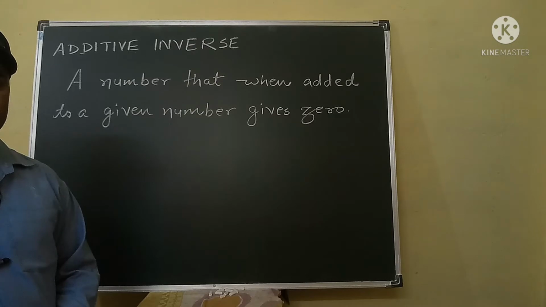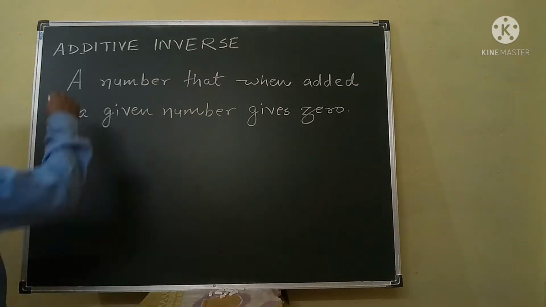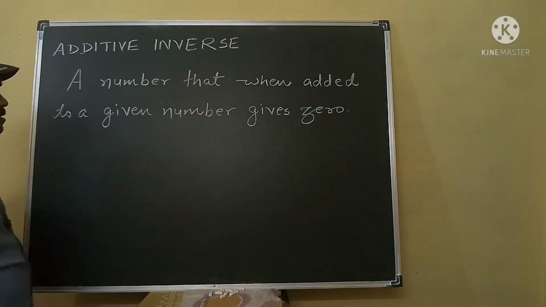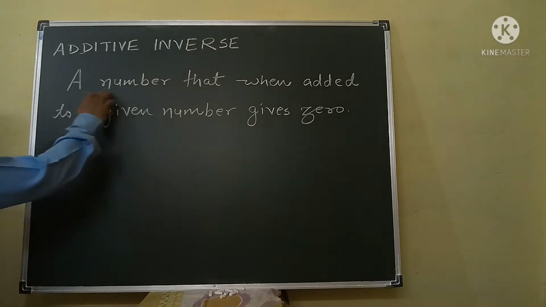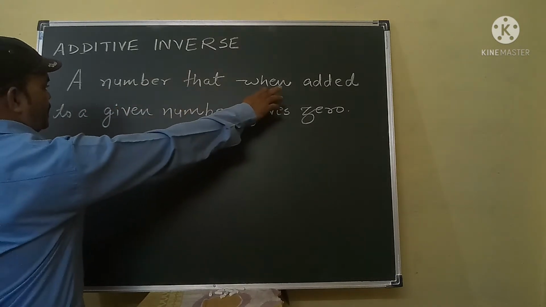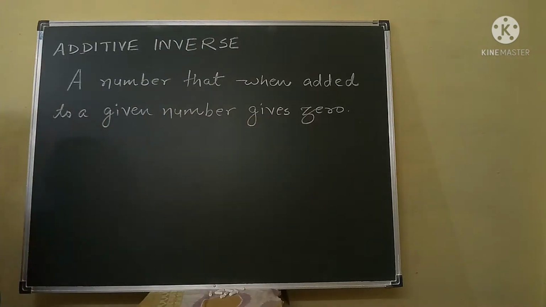Now today we will discuss one new topic, additive inverse. What is the meaning of additive inverse? The definition is: a number that when added to a given number gives 0.